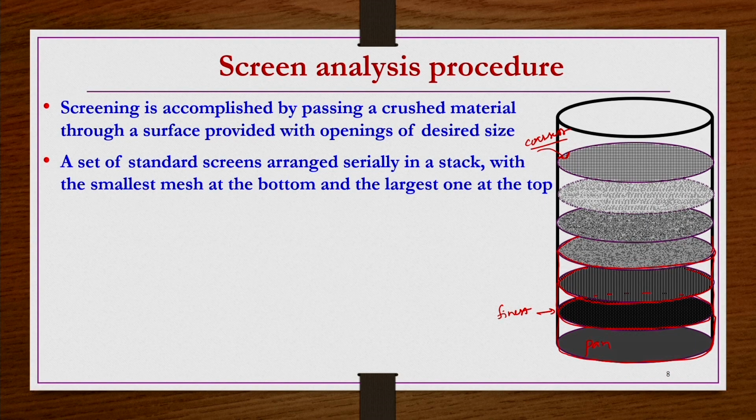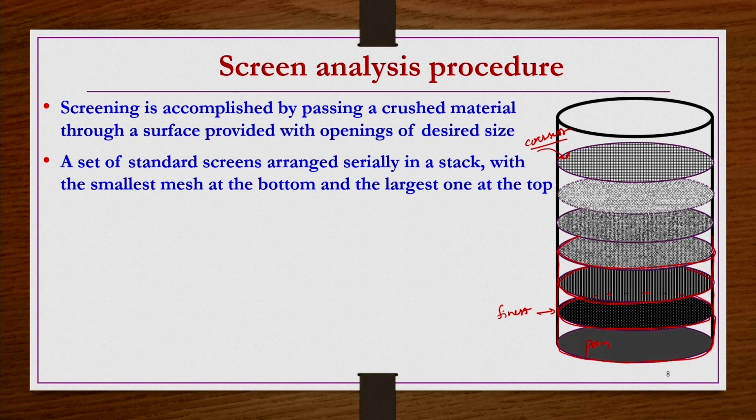Onto this pan you can have a metal pan with a screen at the bottom. That screen has the finest opening of your requirement. Then onto this one you can have another pan, which has a screen aperture opening larger than the bottom one.